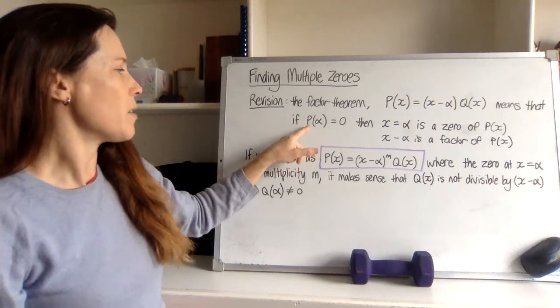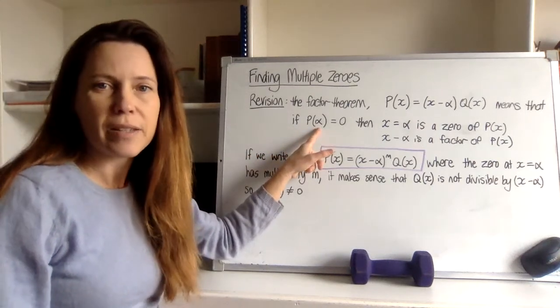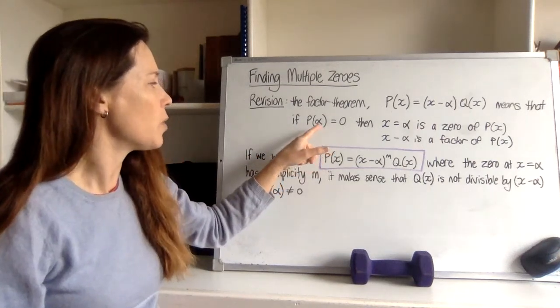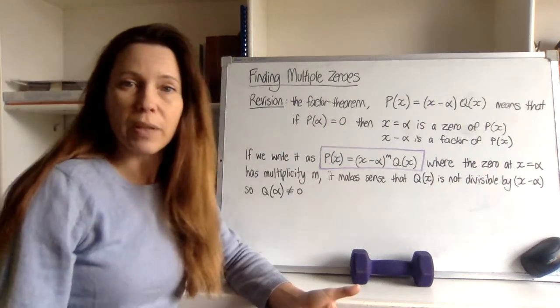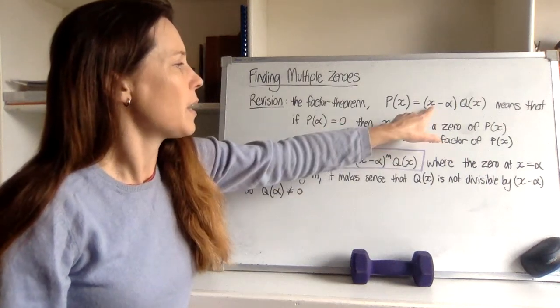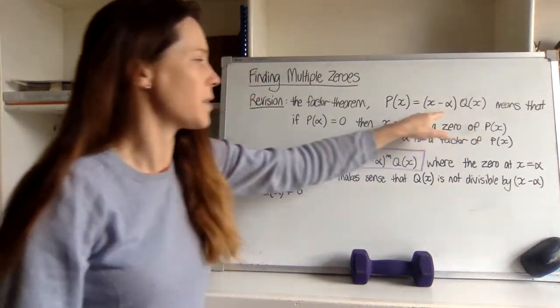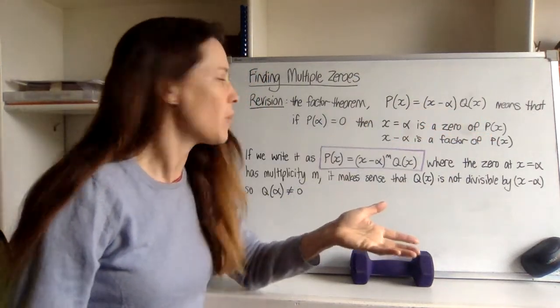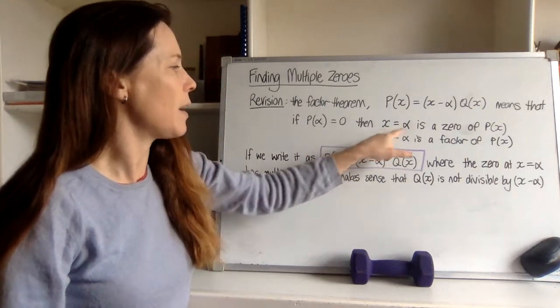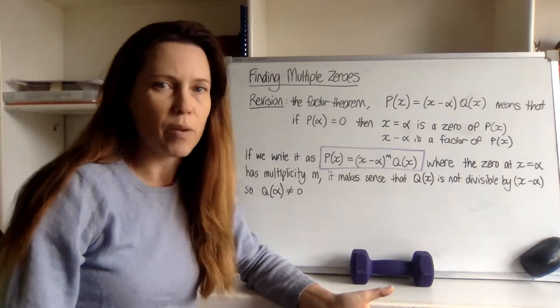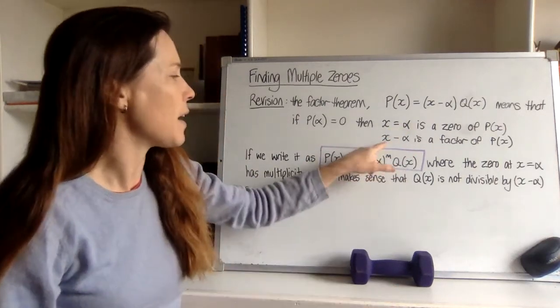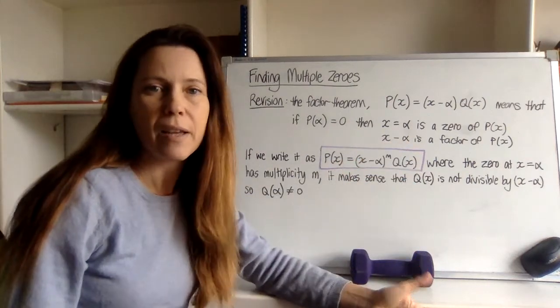So we can say that if we sub in some value of x, let's call it alpha, then if we get p of alpha equaling 0, then that happens because alpha minus alpha would be 0, and it turns this whole right-hand side to 0. So we saw that when that happens, we can say that alpha must be a 0 of the polynomial. And then x minus alpha must be a factor.